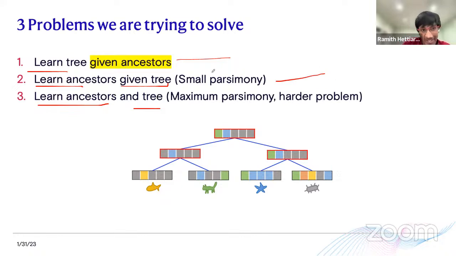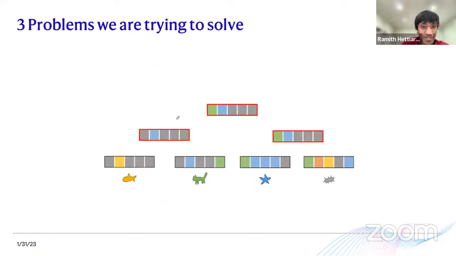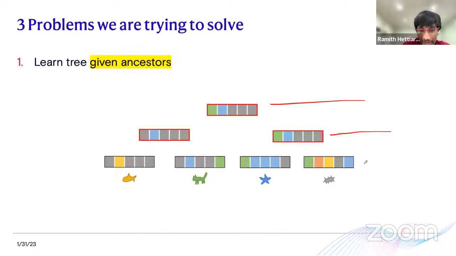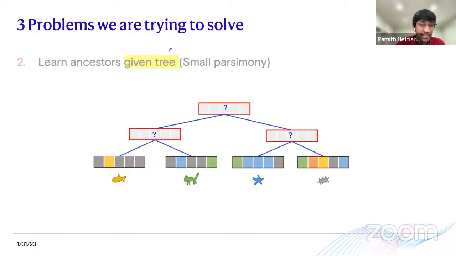I'll illustrate what these problems mean in a visual manner so that it's easy to understand. The first problem is, we know everything like this. We just need to find the tree topology. So it's sort of a hierarchical clustering task where we know all the nodes, but we want to find out the relationship. That's the first task. And in the second task, we know the tree. That means these blue edges are known, but we want to infer these ancestors.